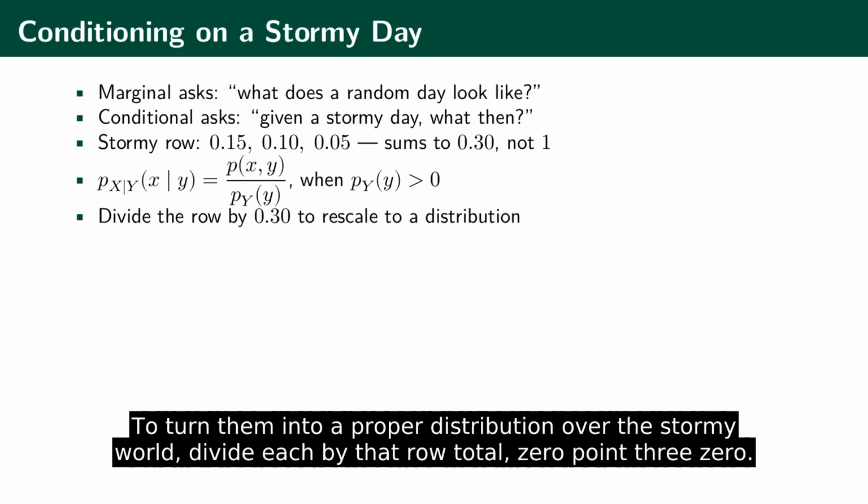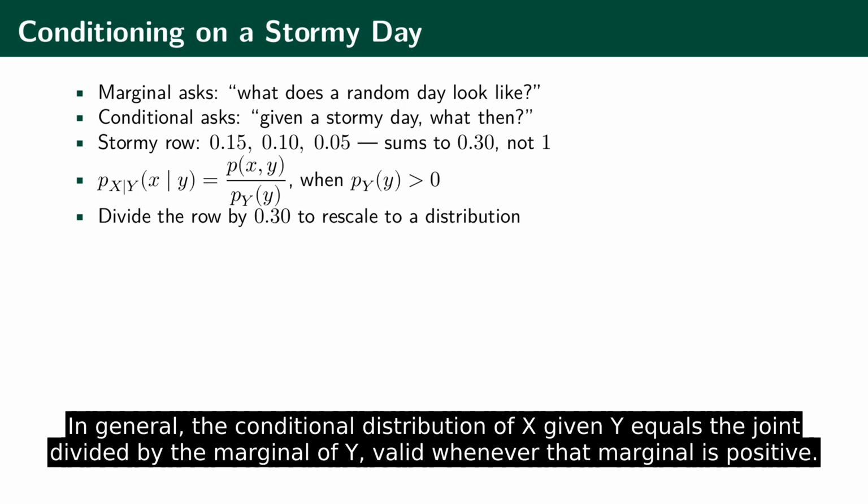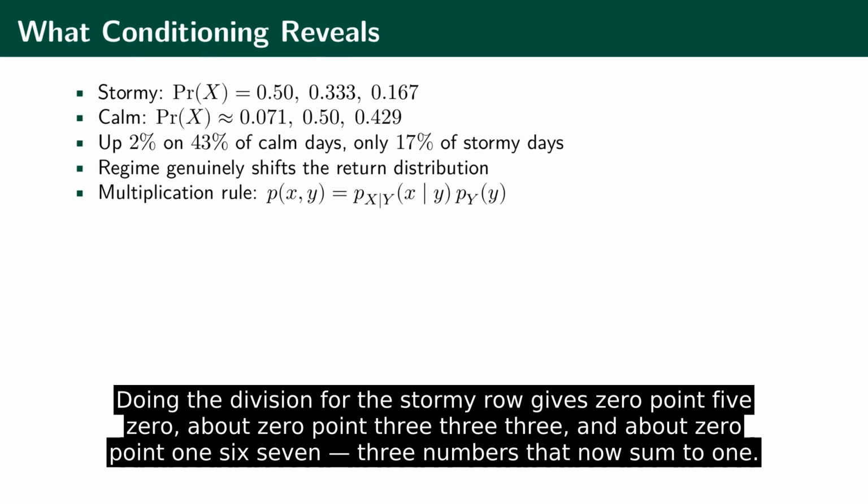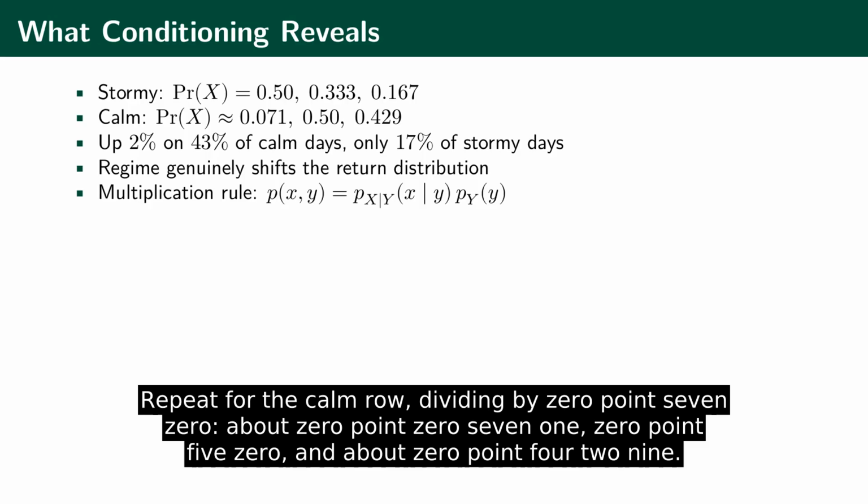To turn them into a proper distribution over the stormy world, divide each by that row total, 0.30. In general, the conditional distribution of x given y equals the joint divided by the marginal of y, valid whenever that marginal is positive. Doing the division for the stormy row gives 0.50, about 0.333, and about 0.167. Three numbers that now sum to 1. Repeat for the calm row, dividing by 0.70, about 0.071, 0.50, and about 0.429.